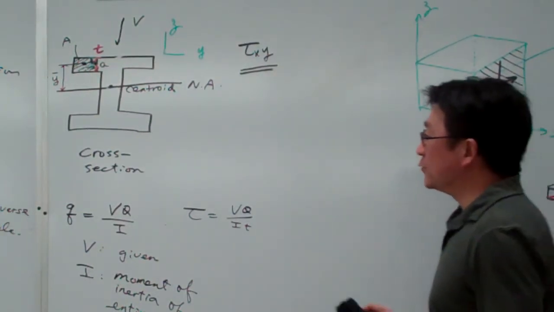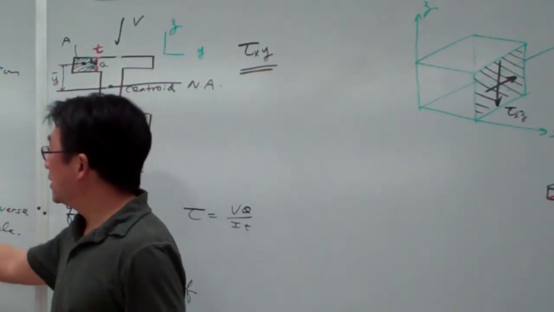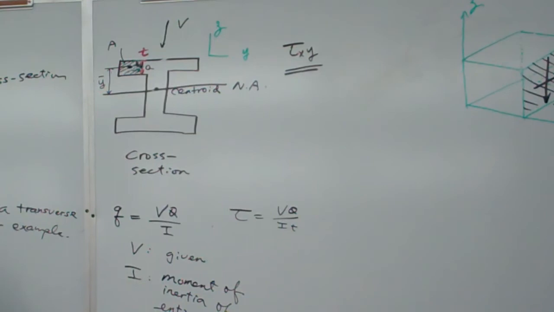So that is for this one. And then let me repeat the same thing using the same loading condition, but simply change the cross section for this.